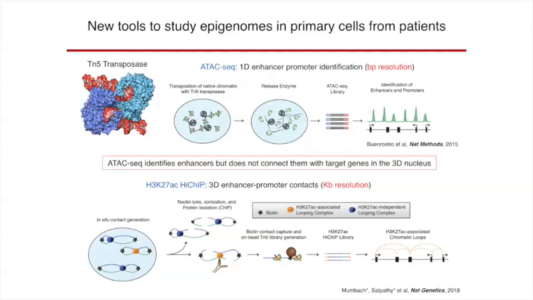Then that enzyme will integrate into open areas of chromatin. These open areas of chromatin are essentially enhancers and promoters. Then you can PCR the library, these fragments that come from this transposition, and then sequence to identify, with base pair resolution, where the enhancers and promoters are genome-wide.